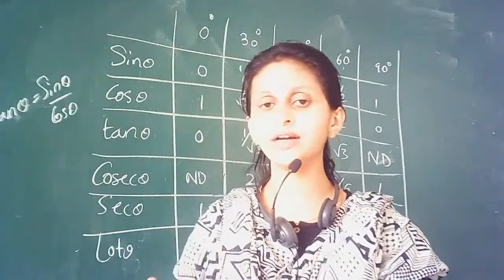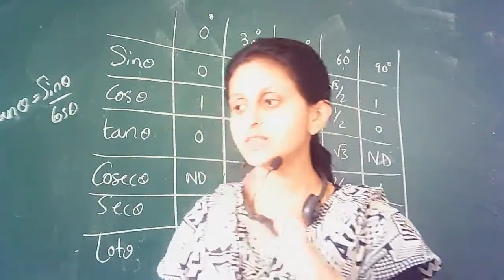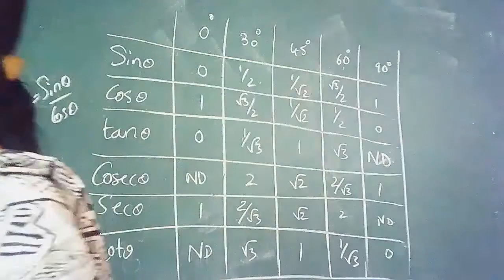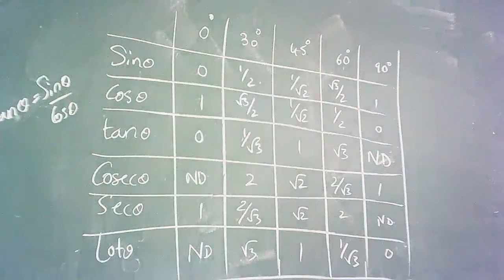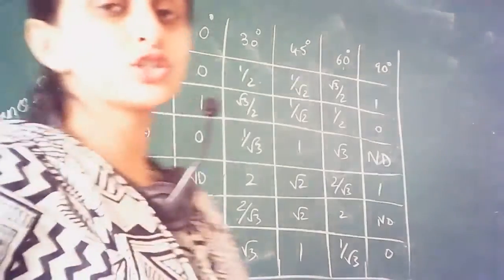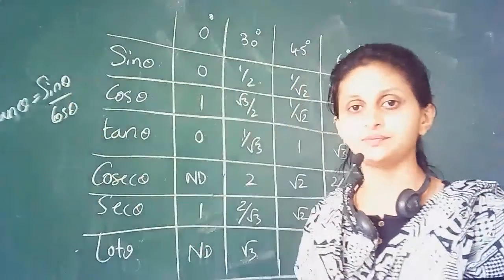These all things are clear? Are these first definitions clear, students? Reciprocals and quotient relations. Like reciprocals, we know that cosec theta is the reciprocal of sin theta, sec theta is the reciprocal of cos theta, and cot theta is the reciprocal of tan theta. And also we know this quotient relation: tan theta is equal to sin theta by cos theta.